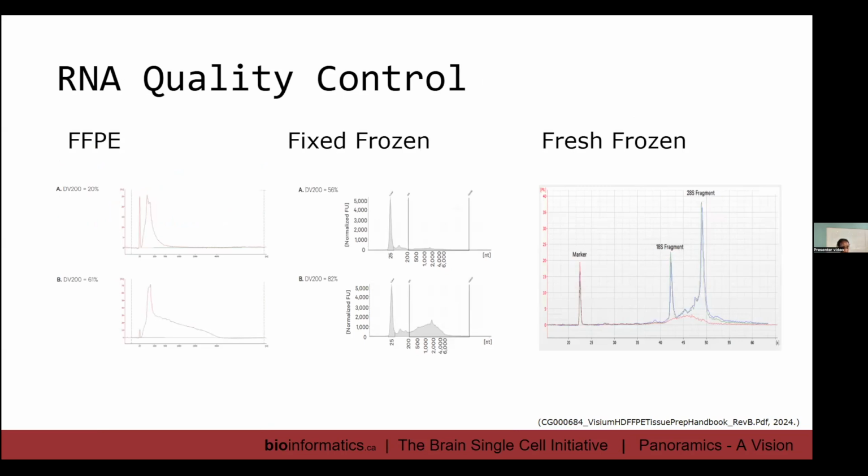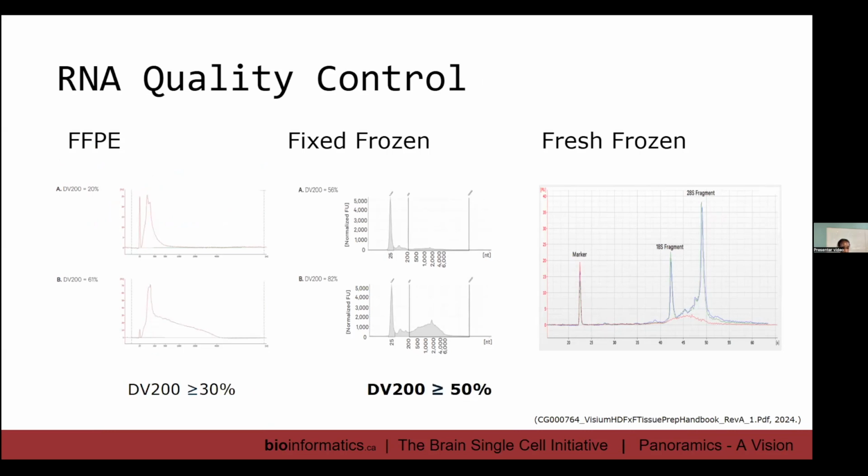So for FFPE samples, we're looking for a DV200 of minimum of 30%. The red line indicates where the 200 base pair would be, and it would be measuring the area of the curve that is to the right of that. So we want a DV200 for FFPE samples that's at least 30% to continue with Visium HD.